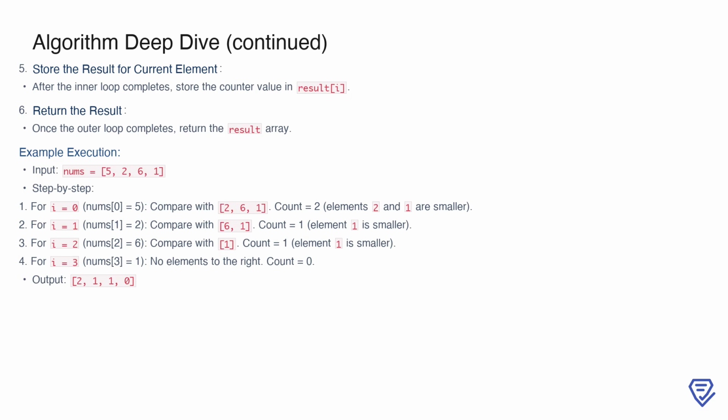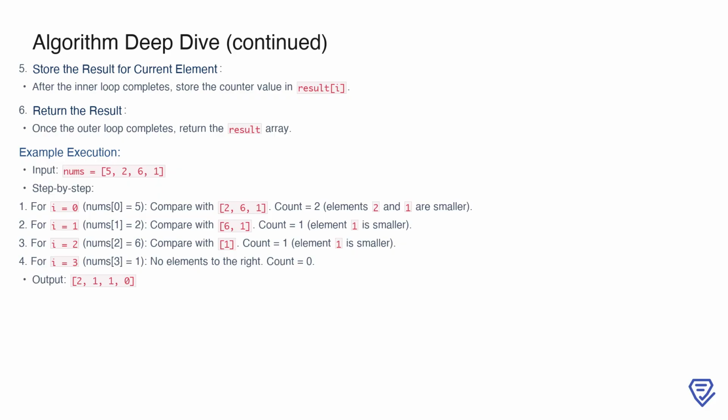With the input nums equals 5, 2, 6, 1, we start with the first element, 5. We compare it with the elements to its right, 2, 6, 1. Out of these, only 2 and 1 are smaller than 5, so the count for the first position is 2.